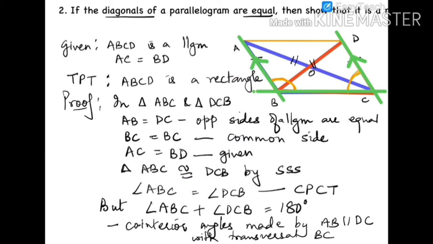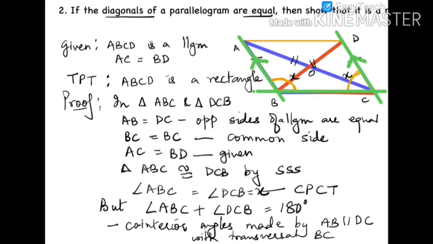Now let's take these two equal angles as x. So we can substitute in this equation each of these angles as x. So x plus x will be equal to 180 degrees. So 2x is equal to 180 degrees. So x is equal to 90 degrees. So in this figure, each of these angles is equal to 90 degrees.